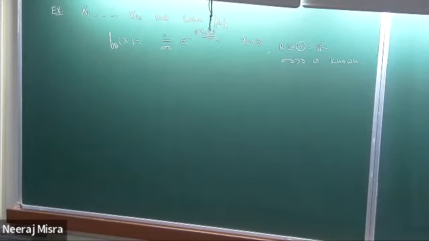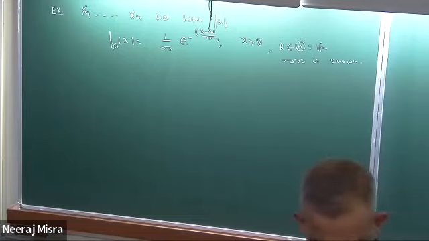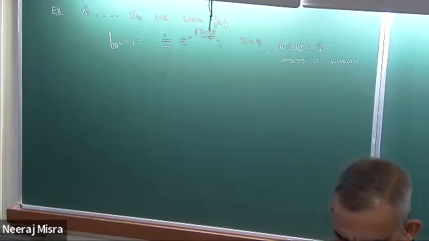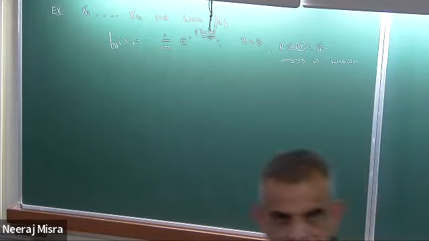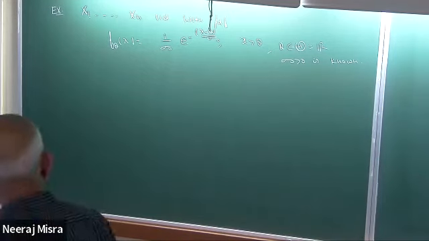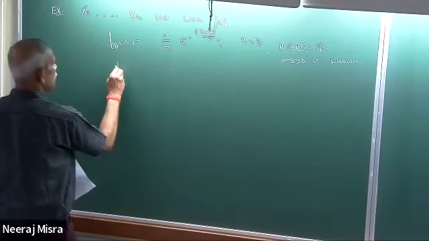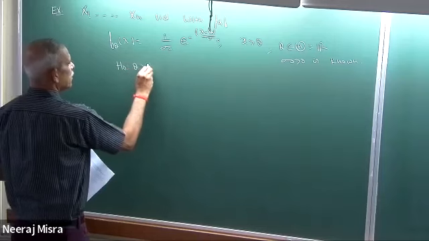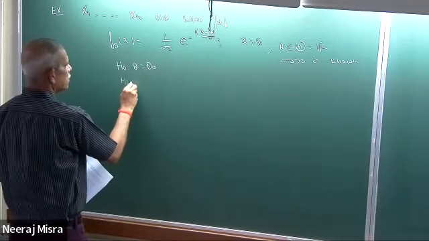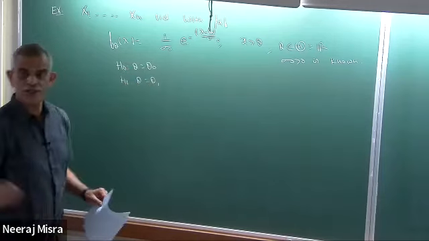Which problem is this? Which assignment? Assignment 7, problem number? So you have to test theta equal to theta naught against theta equal to theta 1, right? So the hypothesis is theta equal to theta naught. Problem 1 you are talking about, right?